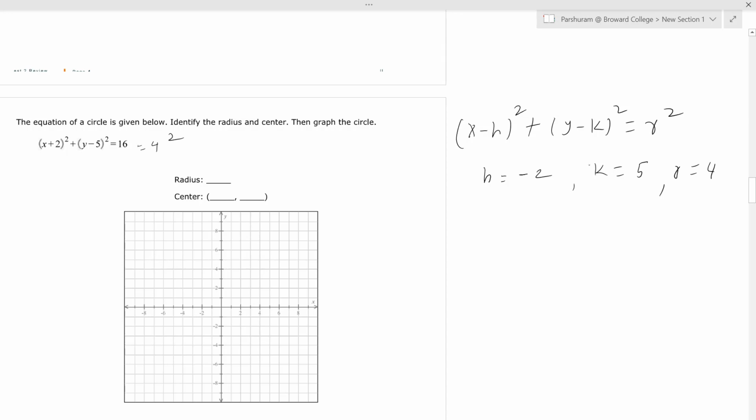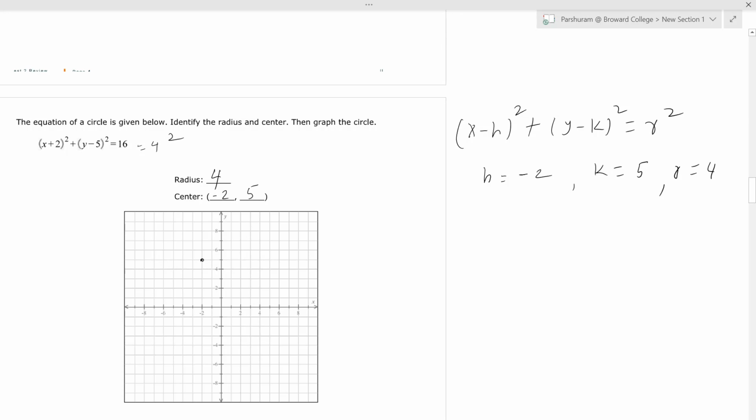So now we can use this information and write that the radius is 4 and the center is at (-2, 5). After finding the radius and center, our goal is to plot the graph of this circle. So first of all, plot the center point, which is at (-2, 5). And that will be somewhere here. That's our center of the circle.